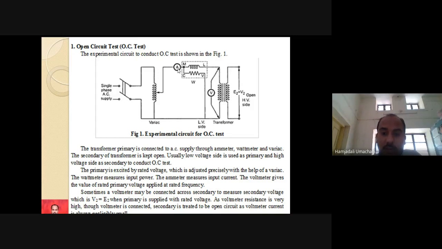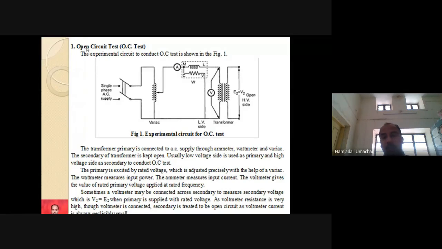This will read the no load current I0. This will read W0, which is the iron loss, and this will read the no load voltage V0, and this is the no load terminal voltage E2 equal to V2. Is it clear? Now what is the step to conduct the experiment?